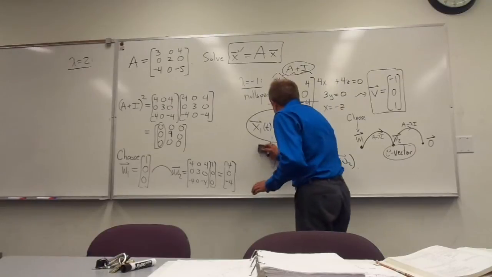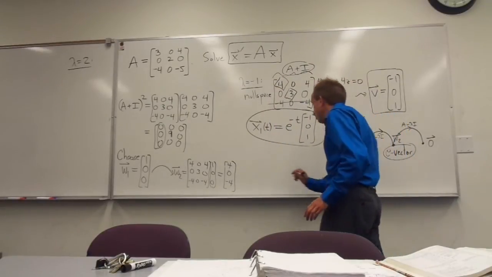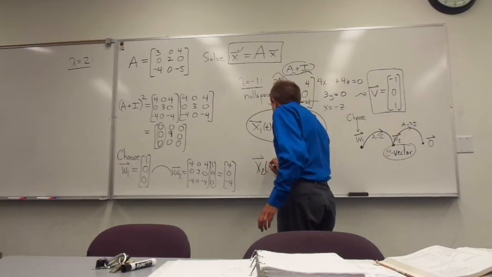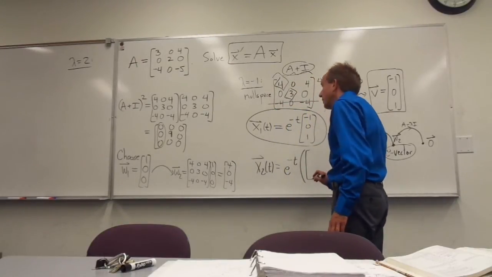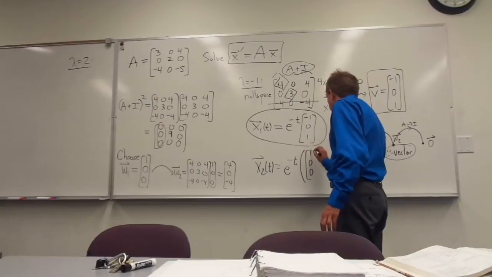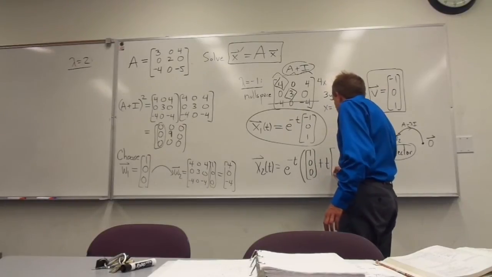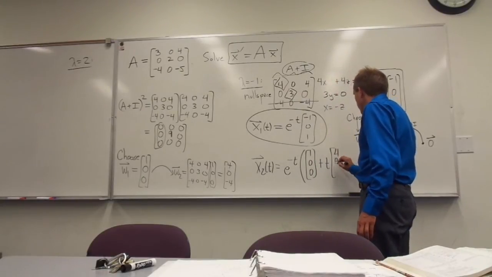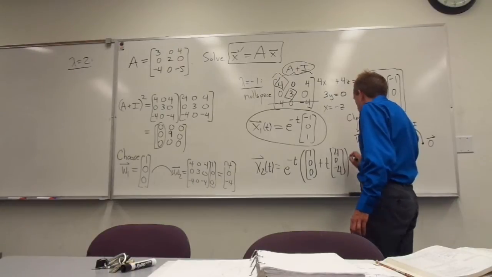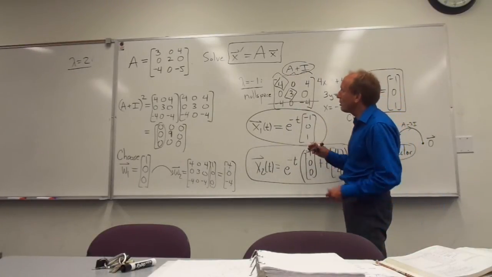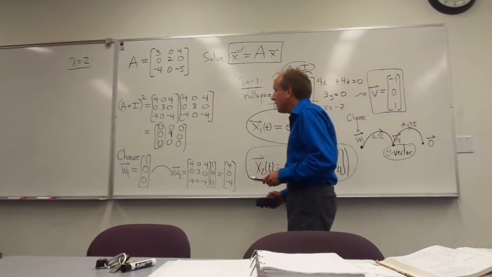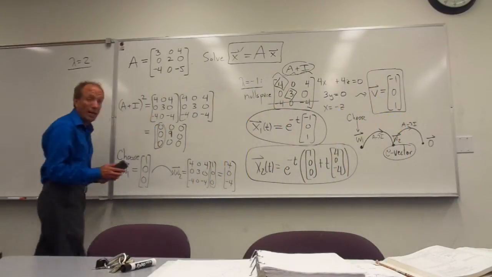And so what we're going to get, let me write down what our x2 is going to be. x2 of t is e to the negative t times W1, which was 1, 0, 0, plus t times W2, which was 4, 0, -4. Okay? So those are my two solutions that correspond to lambda equals -1.